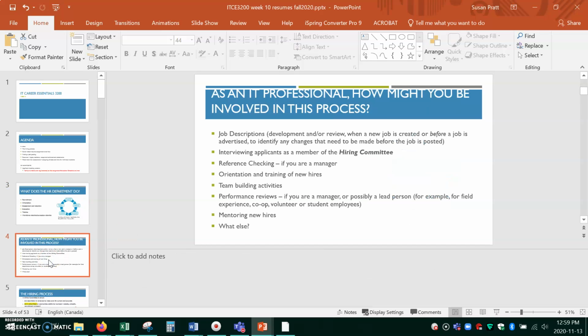So as an IT professional, if you were hired and working at a company, you might be involved with the HR process. After you get hired and you're working somewhere, the HR team, department, or person, depending on how big your organization is, might reach out to you and ask for help with different parts of the process. And again, I invite you to pause the video and read through some of my examples of how you might be involved.